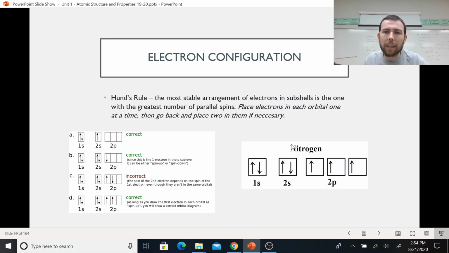Right, and this is the electron or the orbital diagram for nitrogen. It has a total of 7 electrons, and that's how we would represent it. So that's that 1s2, 2s2, 2p3.